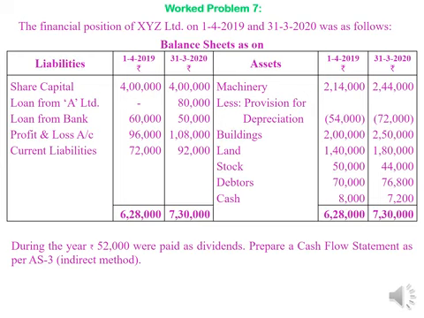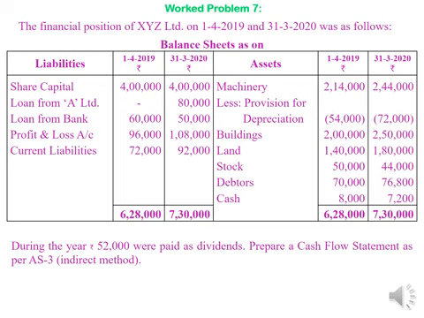Profit and loss account 96,000 and 1,08,000 is given. So it is showing increasing trend and it will be considered in cash flow from operating activities. Similarly, current liabilities are showing increasing trend, 72,000 and 92,000. Increase in current liabilities increases cash flow. So it amounts to inflow of cash that will be considered while calculating cash flows from operating activities.